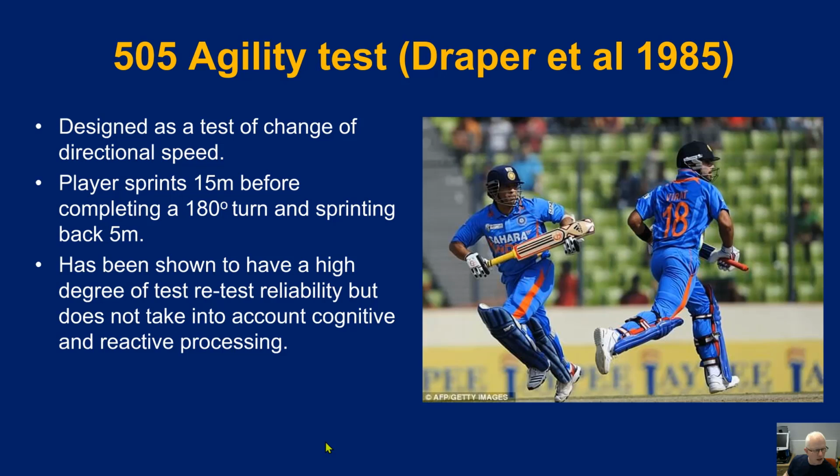So again, it has a high degree of test-retest reliability, but fundamentally, because it's a test of change of direction, it doesn't take into account cognitive and reactive processing, which one would argue in cricket is quite important. So if, as a physiologist or a S&C coach in particular, you just want to know change of direction, I'm not worried about the decision the player makes, this may fit the bill in terms of cricket.